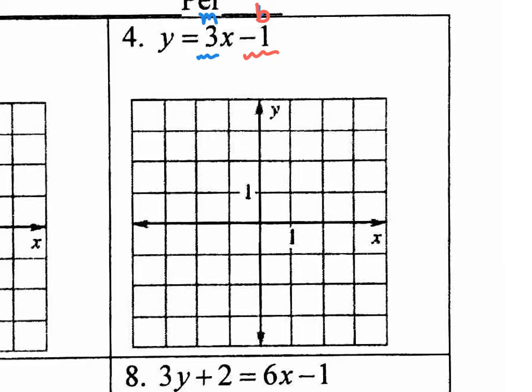So we always begin with our b value, the y-intercept. So you go to your y-axis. It's not going to cross at 2, not at 3, not at 1. It's going to cross at -1. So let's all put a dot at -1.